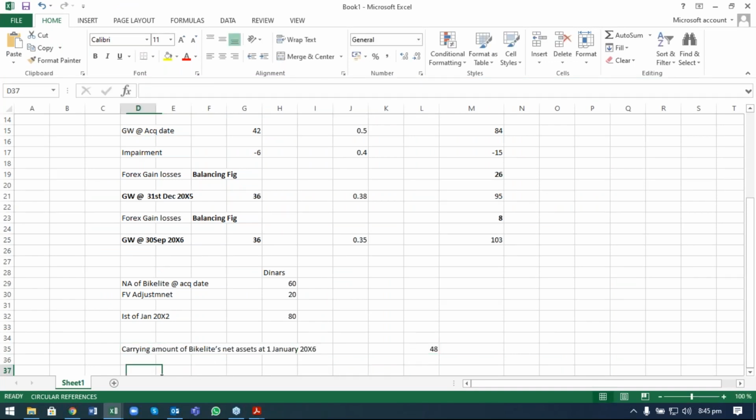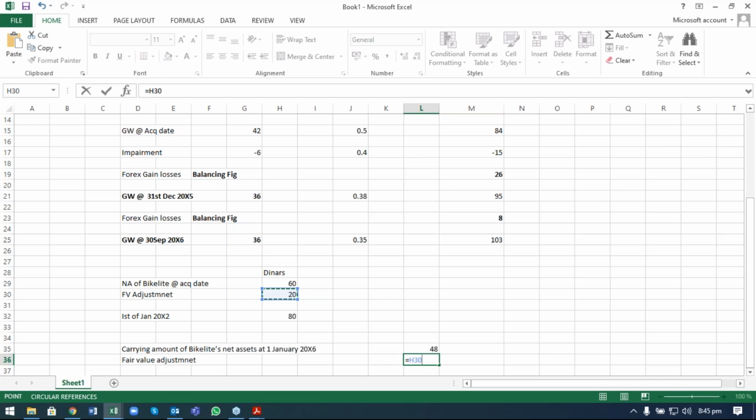So fair value adjustment, you need to make sure fair value adjustment must be made. This fair value adjustment was not made in the individual financial statement. The data provided in this section is for the individual financial statement. So the fair value adjustment for consolidation was this 20 million.